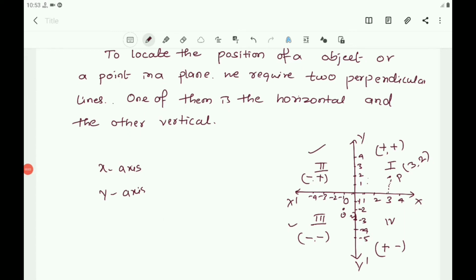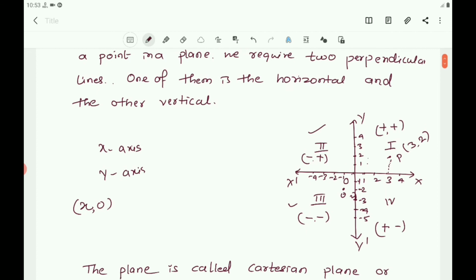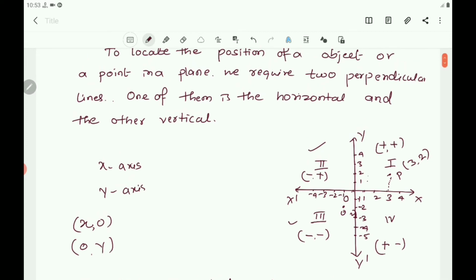And also you know that the coordinates of a point on the x-axis are of the form (x, 0), and the coordinates of a point on the y-axis are of the form (0, y). For example, you know that the point (3, 0) lies on the x-axis and the point (0, 3) lies on the y-axis.